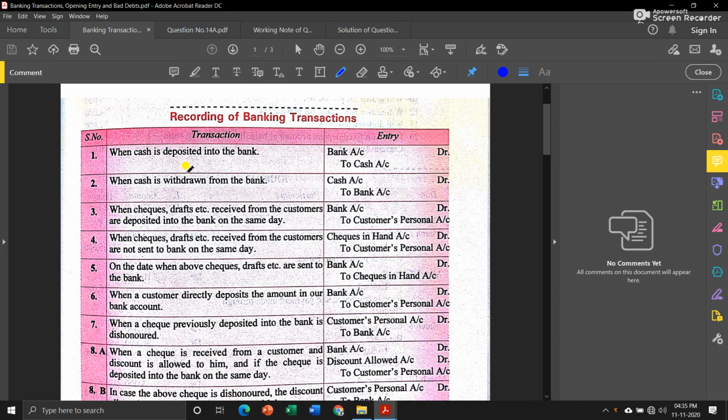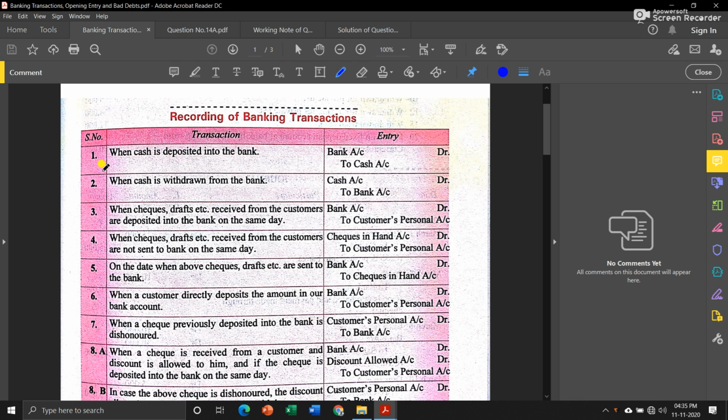Hello everyone, in today's session we will be discussing 3 units, and those 3 units we will solve through one practical question. Okay, now the first topic that we are going to discuss is recording of banking transactions. Now there will be some transactions in which our bank account will get included, and at that time how are we going to pass journal entry, we will see in this topic.